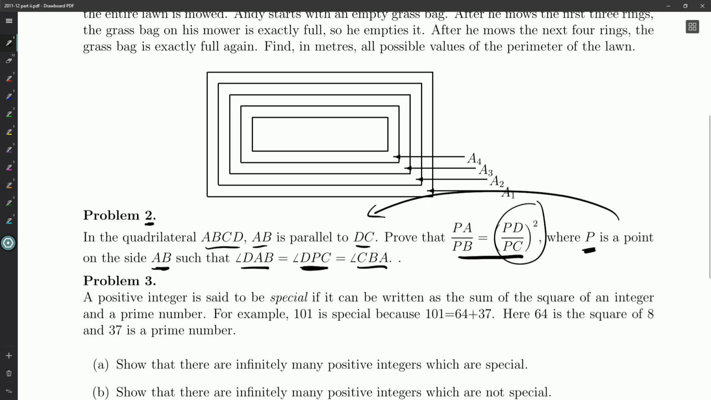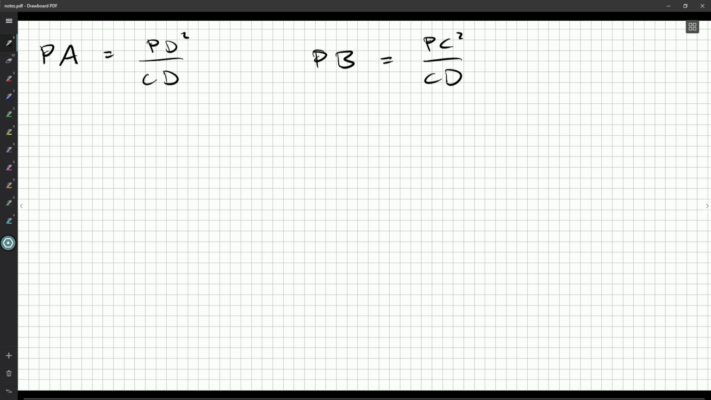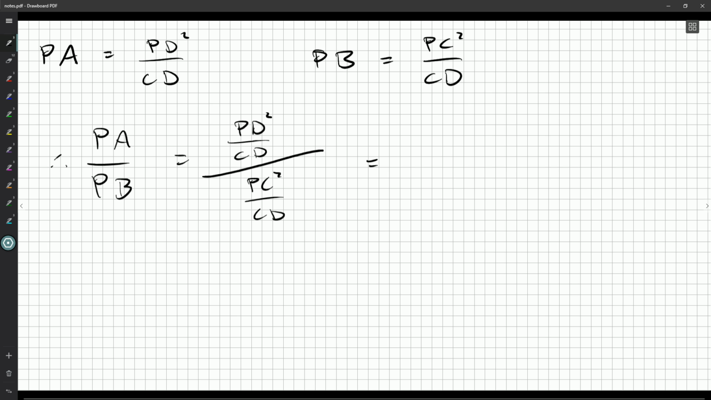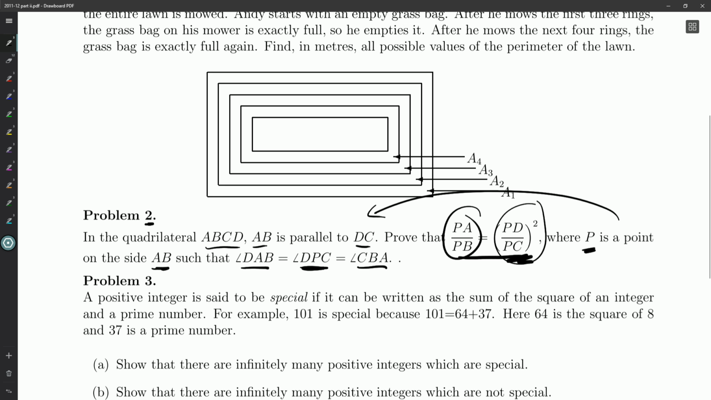Now, what were they talking about? Well, they want to talk about PA over PB. Let's do that. PA over PB must be PD squared over CD, all over PC squared over CD. And the CDs will cancel out. We'll be left with PD squared over PC squared. Take out the square, and that's exactly what they wanted us to show, PD over PC all squared. So no problem. We just had to justify the similar triangles, and then the nice ratios of similar triangles come in and save the day.